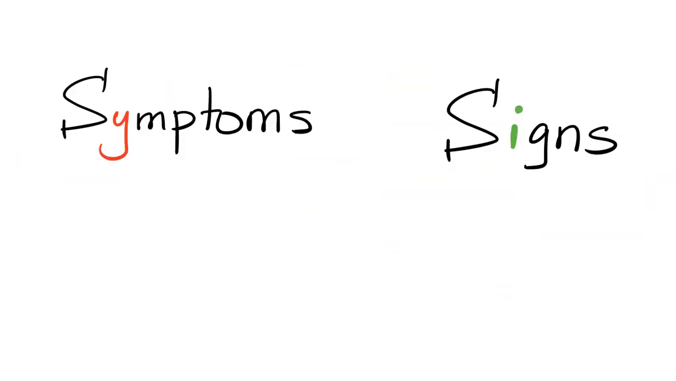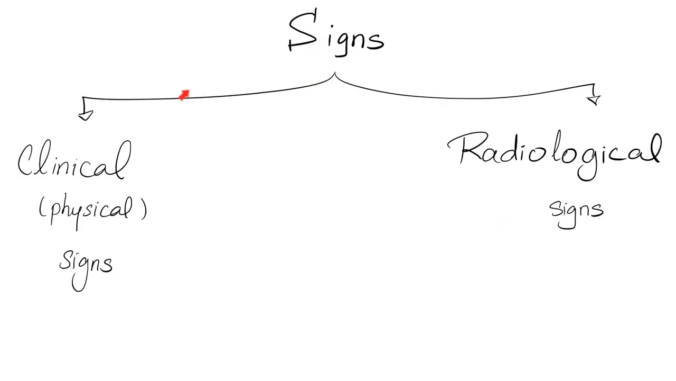What is the difference between symptom and sign? Symptom, you, the patient, will tell me what's going on, what's your complaint. But sign, I, as a freaking doctor, will figure it out. Signs are divided into clinical or physical signs and radiological signs. Example of a clinical sign: Homann's sign, Koenig's sign, Brudzinski's sign, and today's topic, Gower's sign.